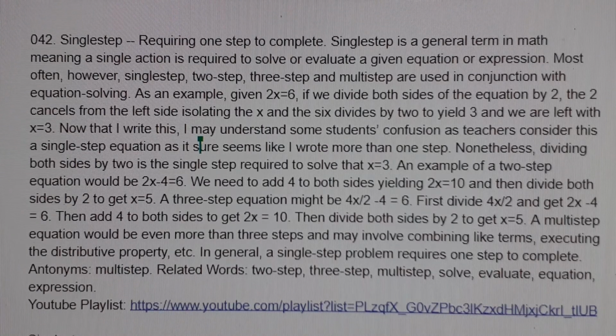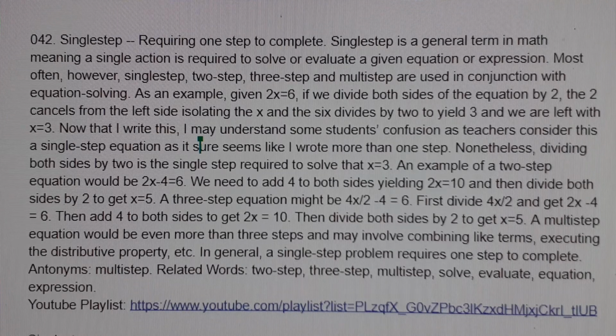Single step, requiring one step to complete. Single step is a general term in math meaning a single action is required to solve or evaluate a given equation or expression. Most often, however, single step, two-step, three-step, and multi-step are used in conjunction with equation solving.